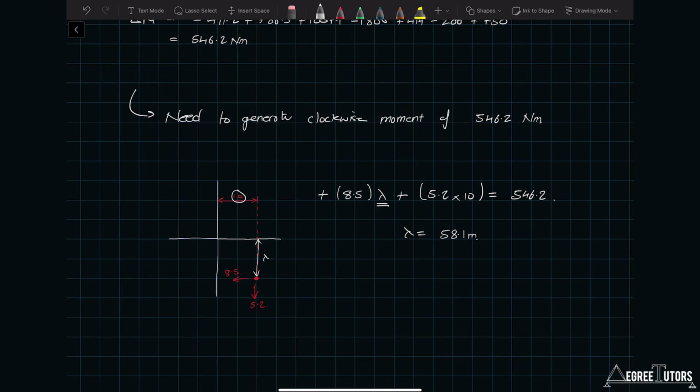And there you have it. That's your answer. If you have to put your force somewhere along that line at x equal to 10, that was specified in the question, we'd have to shift it in the negative y direction 58.1 meters in order to generate the moment that we need to generate. All right, so there you have it.